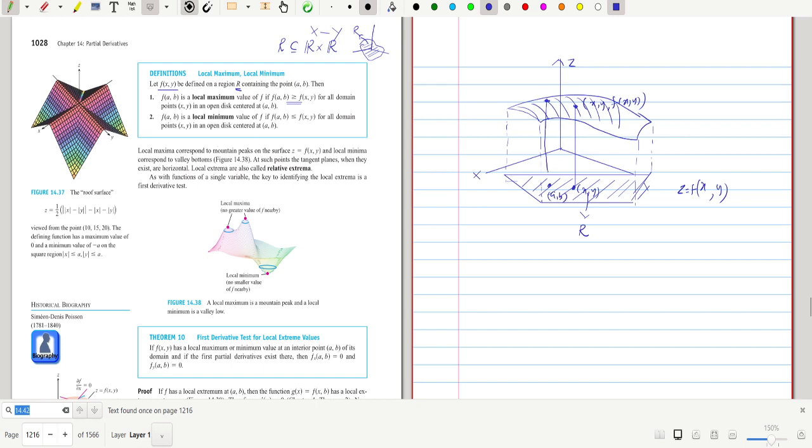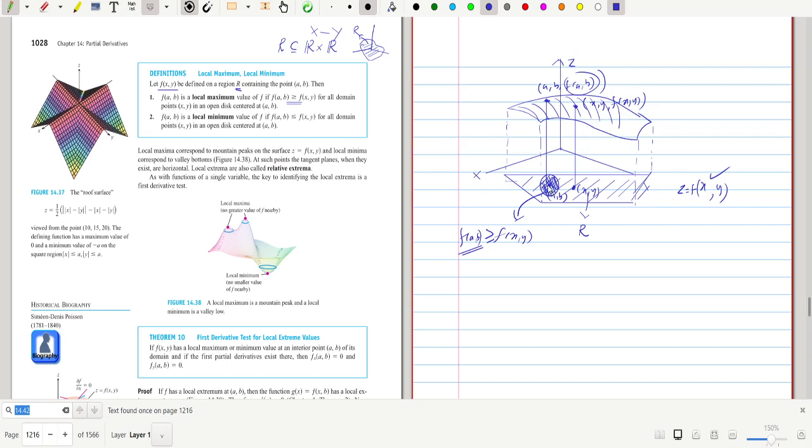Then we can consider a point on the surface (a, b, f(a,b)). This f(a,b) is said to be the maximum value of this function. You need to consider a disk about this point (a, b), and we consider any (x, y) in this disk. You have f(x,y) less than or equal to f(a,b). Then you can consider this is the local maximum for this function.